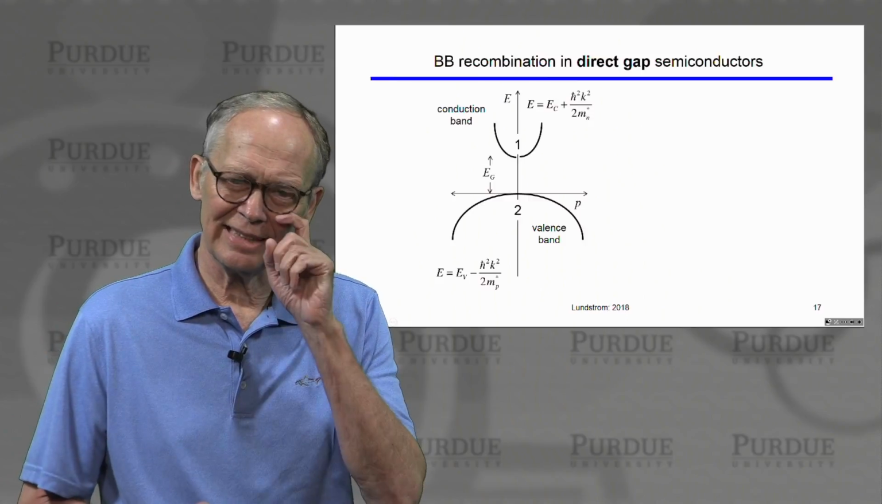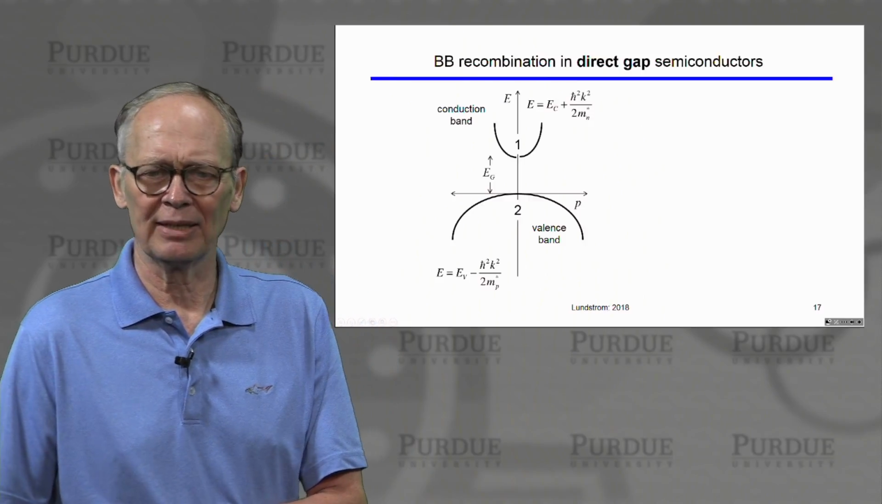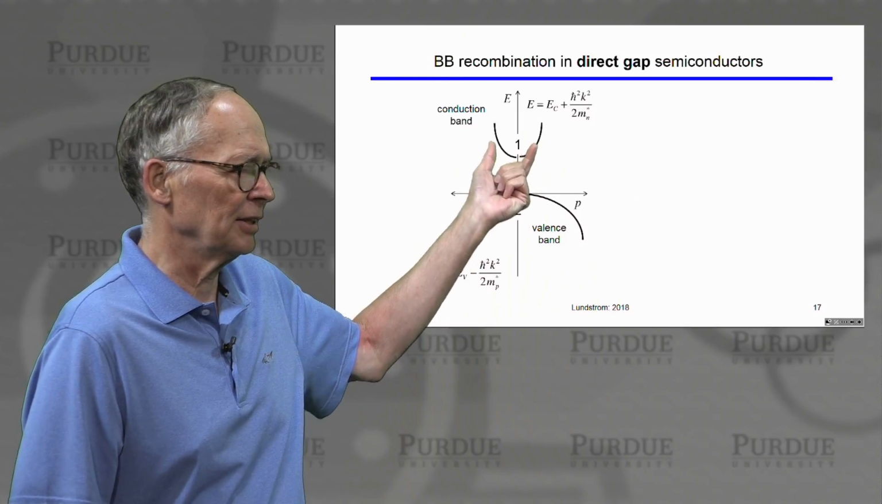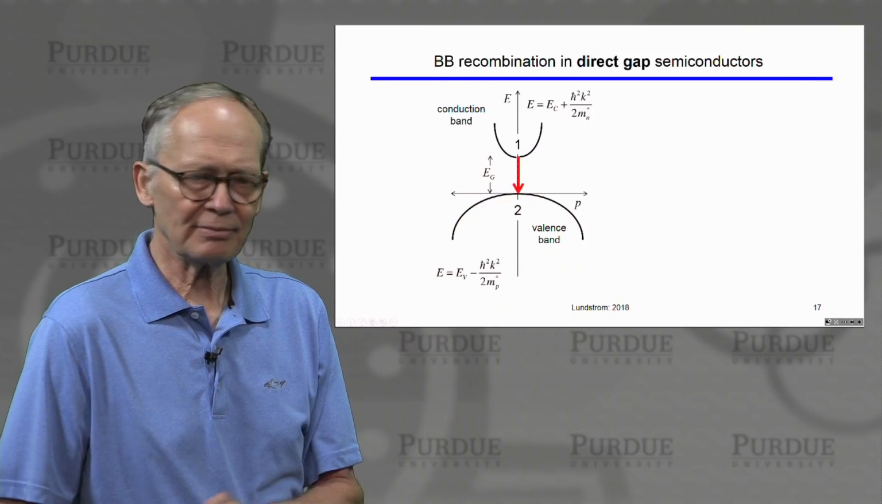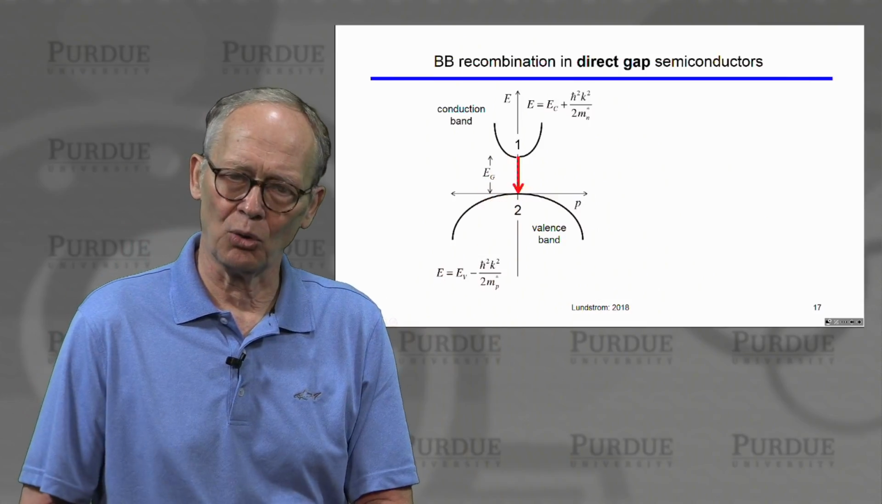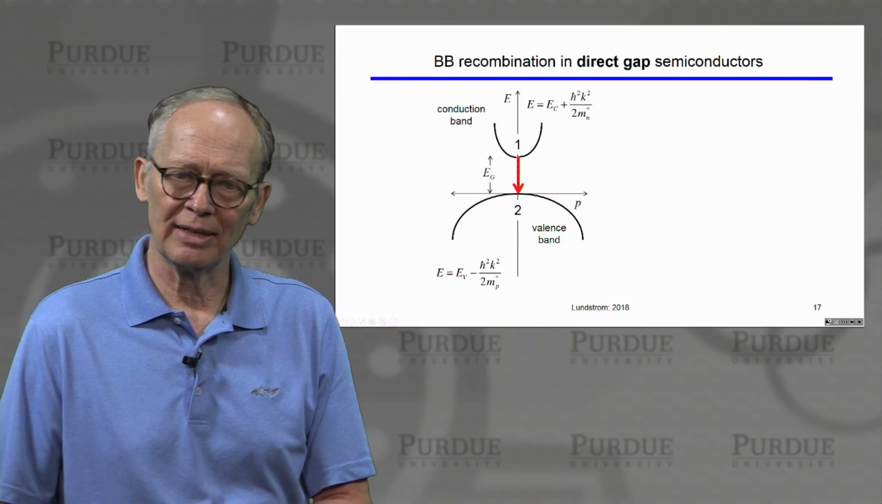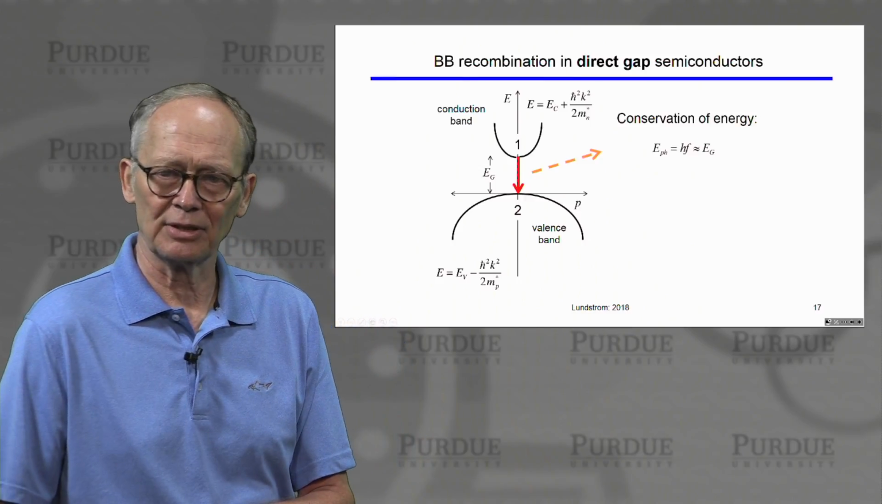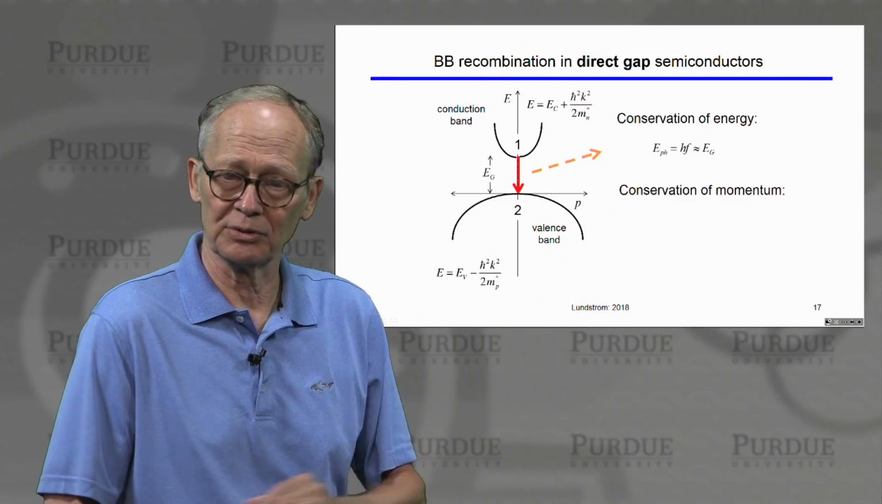So let's discuss that just a little bit, band-to-band recombination. Remember, we've discussed how this occurs in a direct gap semiconductor. An electron in the conduction band drops down and fills up a hole in the valence band. That's the recombination process that gives off light. That process has to conserve energy. The energy is given to the photon.